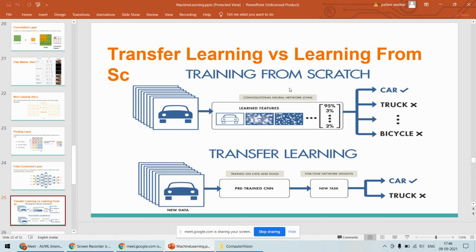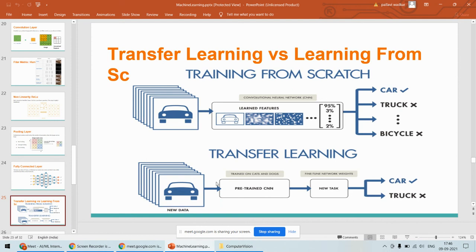Now in case of learning from the scratch, I need to train our model with new data. So in that particular case, this neural network will take time to get trained. So it will take the maximum amount of time to get trained. Now in case of transfer learning, we use a network which is already trained to classify some different things.